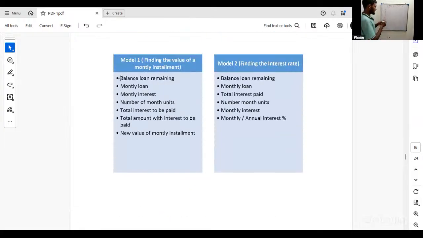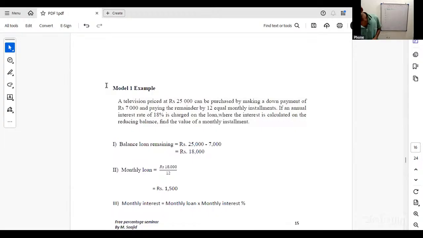The first part is the balance loan remaining. Now, what's the balance loan? The price of the TV is 25,000. Now the question says he made a down payment. He gave an advance payment of 7,000. So what is the balance that he had to pay? 25,000 subtract 7,000. The answer is 18,000 rupees. This is the first step of model 1.